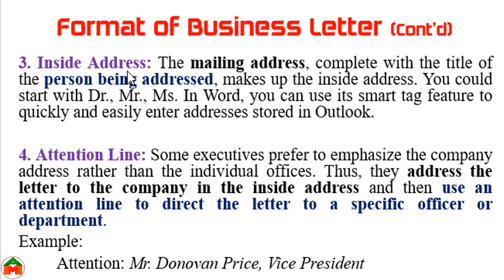The third part is inside address. This is also known as mailing address. Usually it contains the address of the receiver. It contains the title of the person being addressed. The next part is attention line. Here we can see if you write the company name in the inside address, in that case you should directly mention the specific person to whom you are writing the letter. That means you can use an attention line to direct the letter to a specific officer or a department.